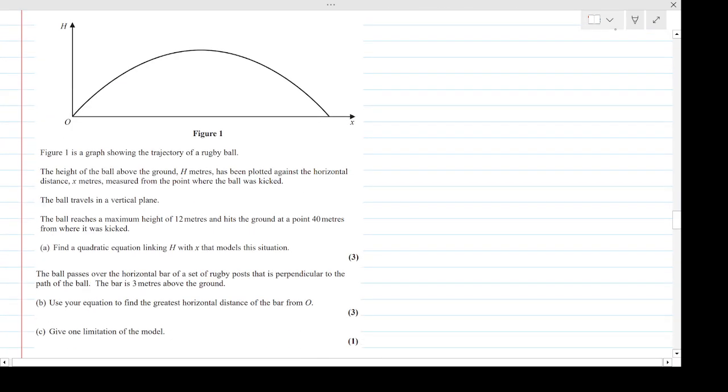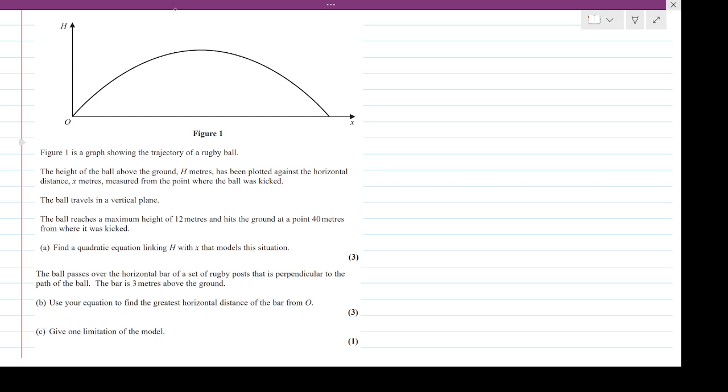Okay, we are given figure 1 is a graph showing the trajectory of a rugby ball. So it's kind of like the first question again, isn't it? We have projection of some sort of object. The height of the ball, I'm going to underline it. So the height of h meters has been plotted against the horizontal distance x, measured from the point when the ball is kicked, which will be here.